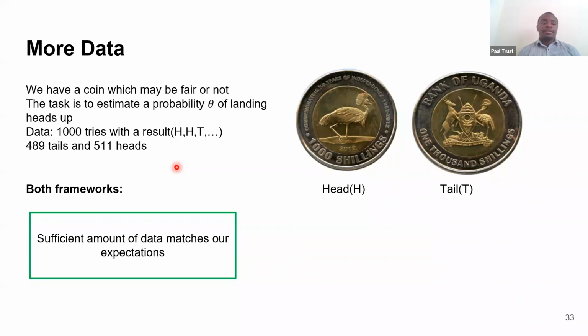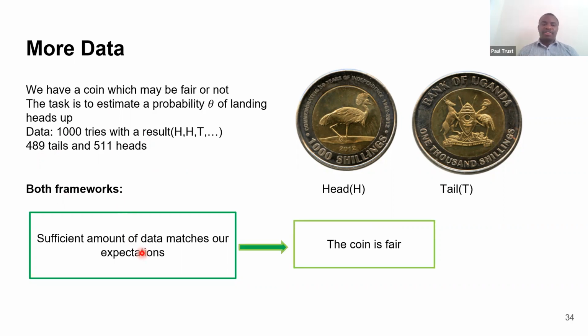But as you get more data, you realize that the coin, of course, is not always biased. So when I did this experiment with more data, in 1,000 tries, there were 489 tails and 511 heads. So you realize that as you get more data, both of the frameworks will agree that the coin is fair.